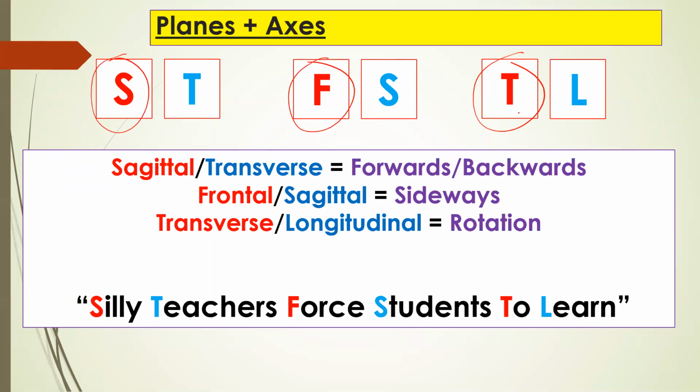Then you just work out which axis is linked into it. So sagittal plane, transverse axes, that's the first one. Anything that's forward and backwards must be the first pair. So that's sagittal plane, transverse axes. Anything that's side to side, frontal plane, that must be sagittal axes. Finally, anything that's a rotational, turning, spinning type movement, that's the third pair. So you've got forwards and backwards, sideways, and rotational type movement.